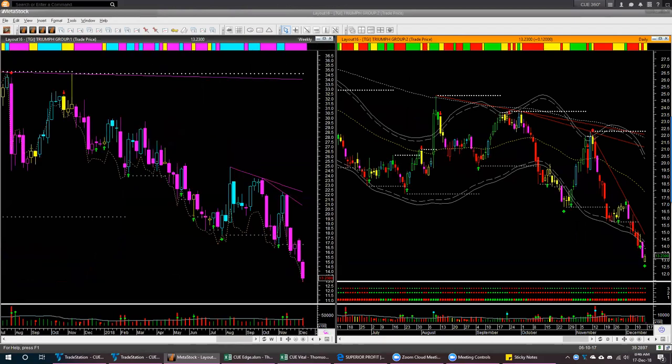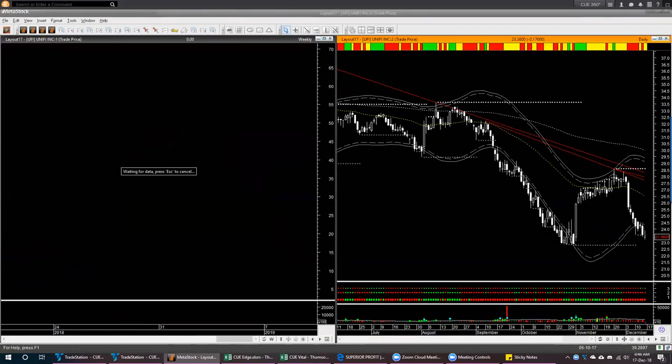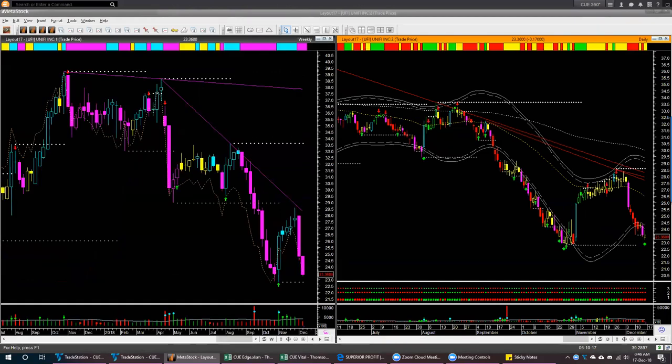TGI, weekly, not matching the condition. Last stock, UFI, weekly, very bearish. So we had several bullish headwind signals, but no bullish headwind trade setup.